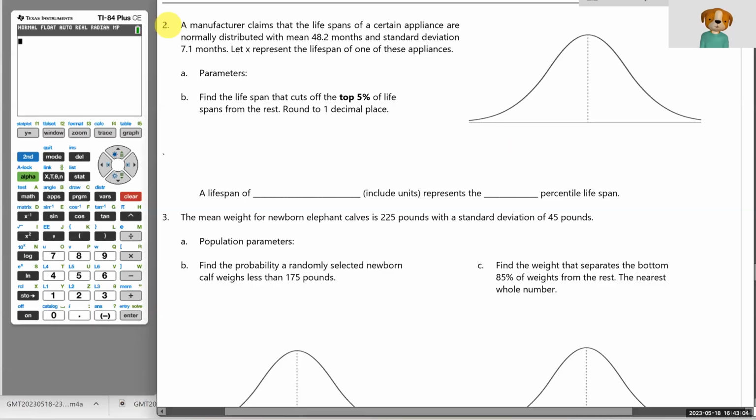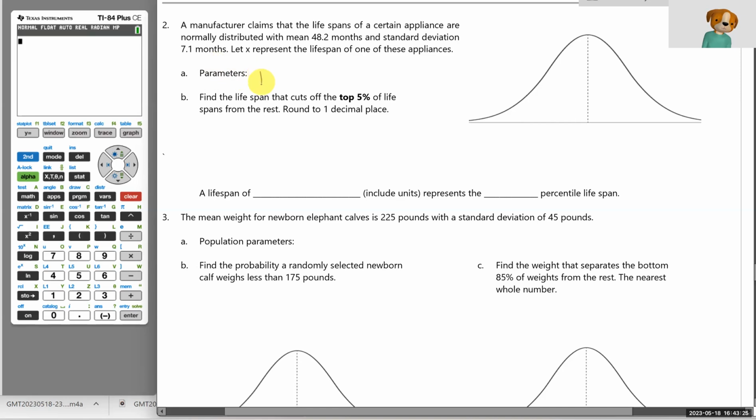Welcome. Let's take a look at number 2. A manufacturer claims that the lifespans of a certain appliance are normally distributed with mean 48.2 months and standard deviation 7.1 months. So our random variable X is going to represent the lifespan of one of these appliances. So let's start by writing down our population parameters.